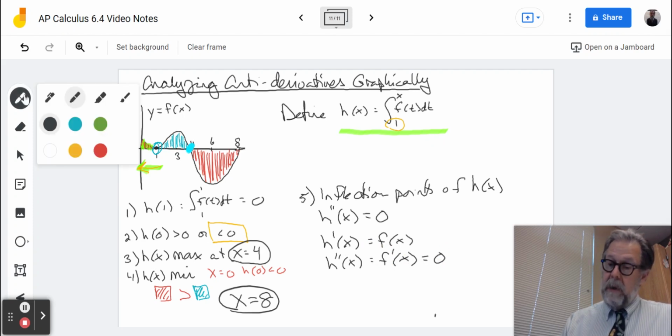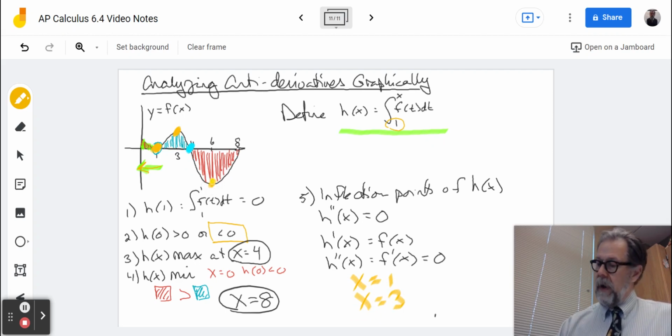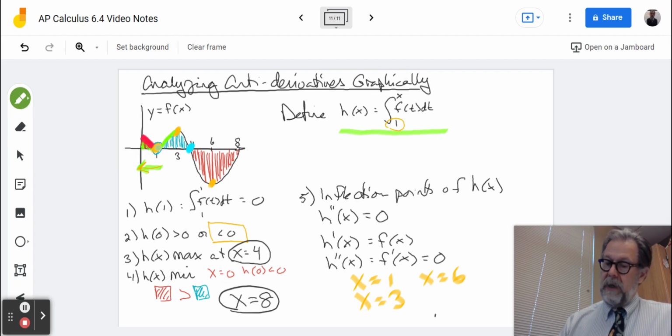Well, I see 3 places, which I will highlight in gold here. I see the function having a derivative of 0 right there at x equals 1. I see it having a derivative of 0 at x equals 3. And I see it having a derivative of 0 at x equals 6. And now let's make sure that it's changing. Notice it was going down over here. It's going up over here. That's an inflection point at x equals 1.